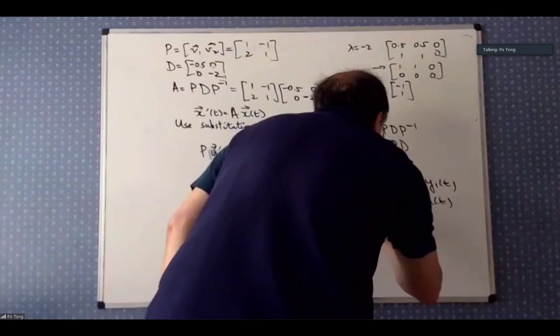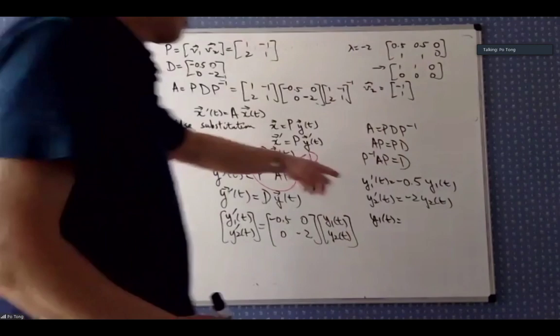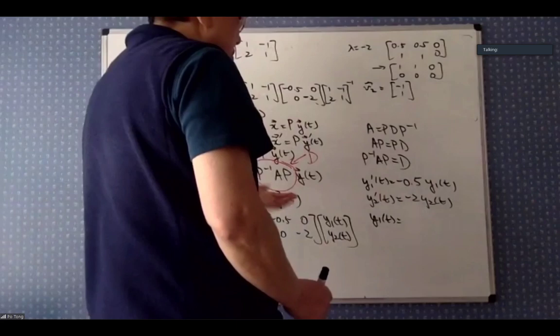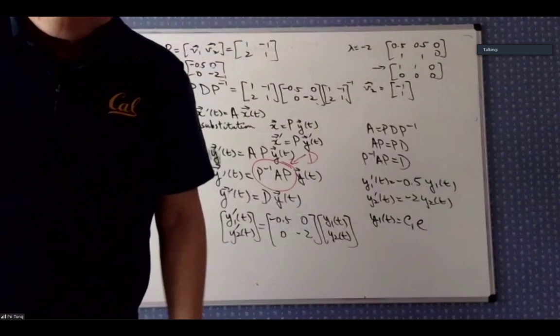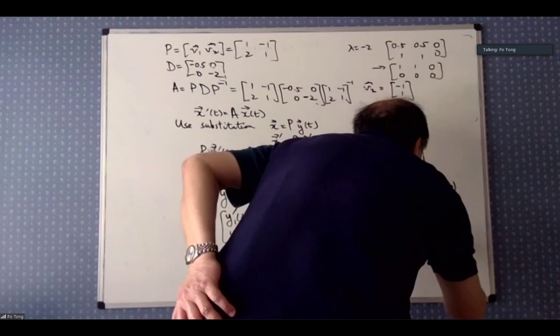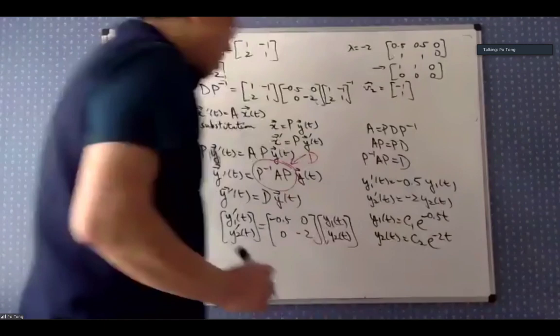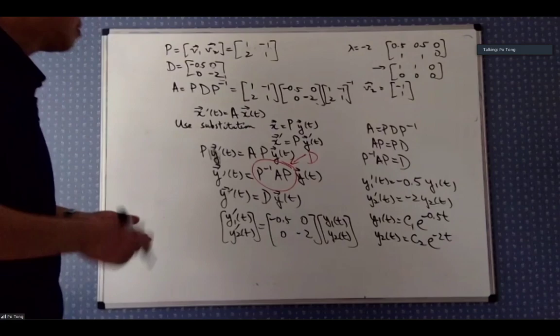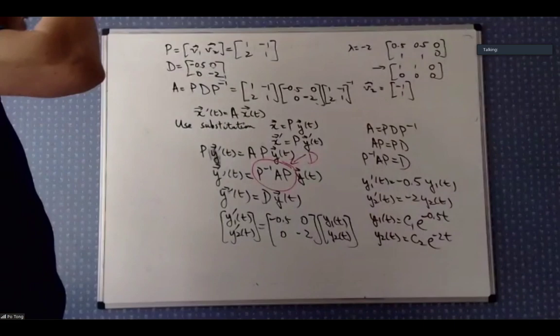My y1, of course, we talked about that earlier, will be C1 e to the power minus 0.5 t, and y2 t will be C2 e to the power negative 2 t. Is it okay? So I decoupled the system after a change of variable, and I end up with the solution for y1 and y2.